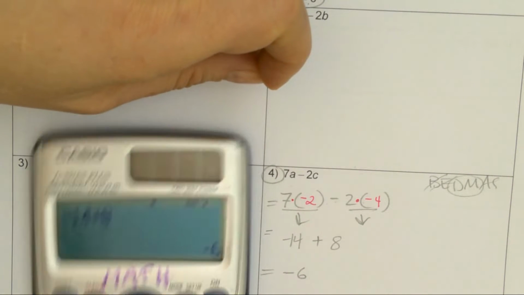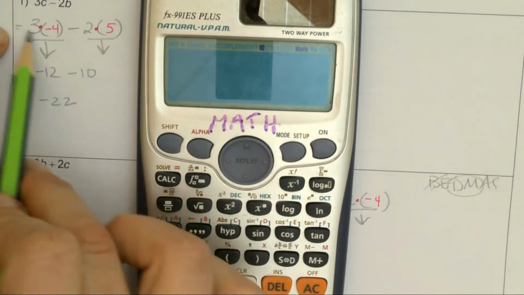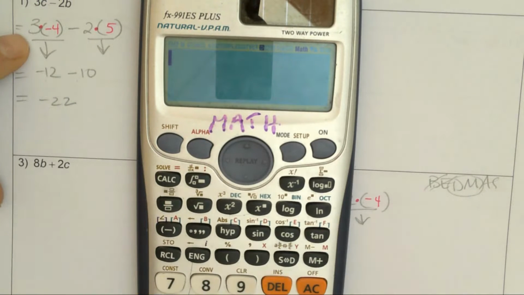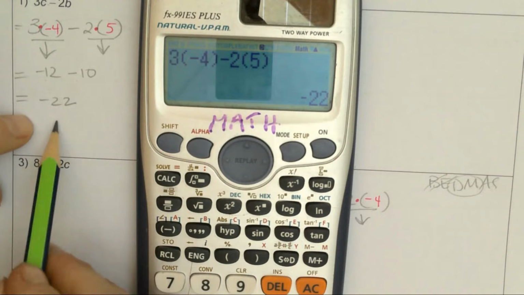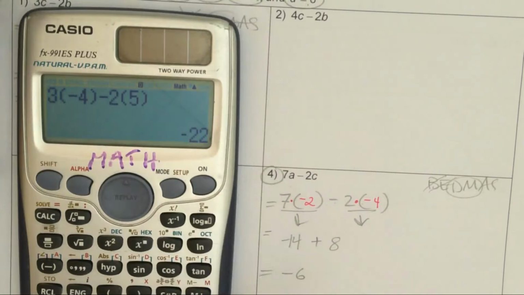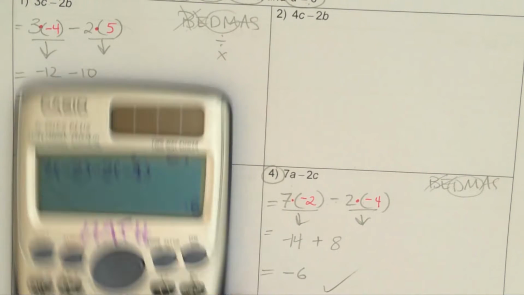All right, so now if I want to check my answer, I put in the first step exactly the way I see it. So 3 bracket -4 bracket. And then I check, yes, correct. Let's do the next one. 7 bracket -2 bracket. Exactly the way you see it, put it in your calculator. Yes, we are correct. So put a check mark if you're correct. Okay, next page.